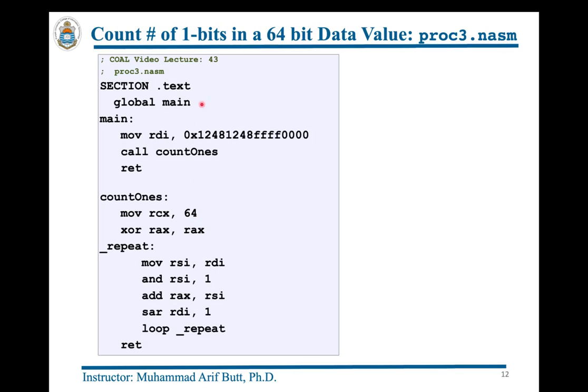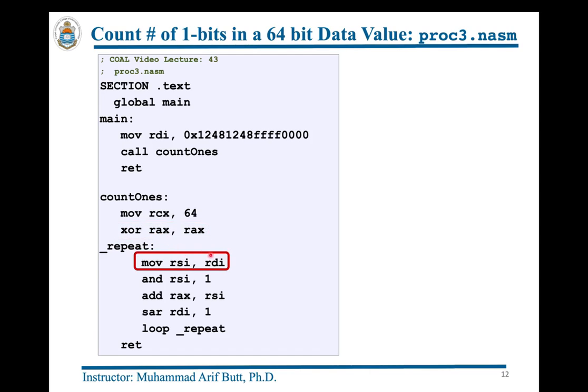Well, this is another program that counts the number of 1 bits in a 64-bit data value. The data value is placed inside the RDI register before making the call to the function named count ones over here. Since this is a 64-bit number and we want to run a loop 64 times to check every bit whether it contains one or not, I have initialized RCX as a loop counter with a value of 64, which will of course be decremented by this loop instruction. And since I want to store the result in the RAX register, I'm using the XOR instruction to zero out its contents if there is any.